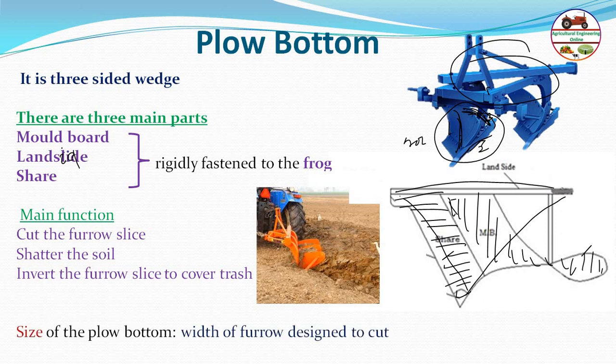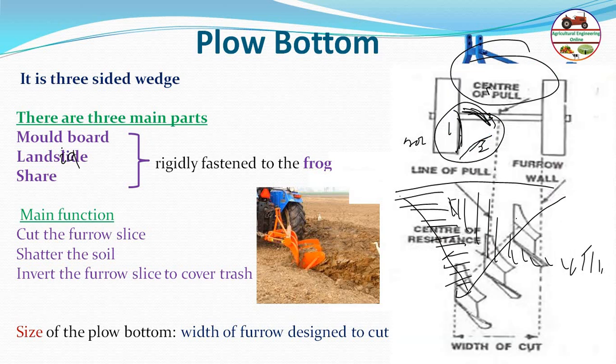Now, how is the size of the plough bottom specified? The size of the plough bottom is the width of the furrow it is designed to cut. In a plough there may be 1, 2, 3 or 4 bottoms in the total mold board plough. This is the designed width of the individual mold board, and this is the total width of cut of the total plough. The number of bottoms, in this case, is 3.